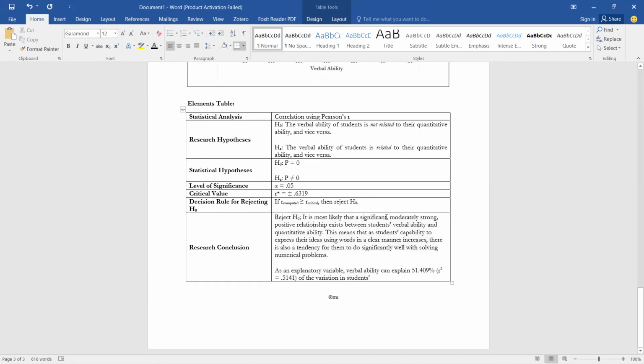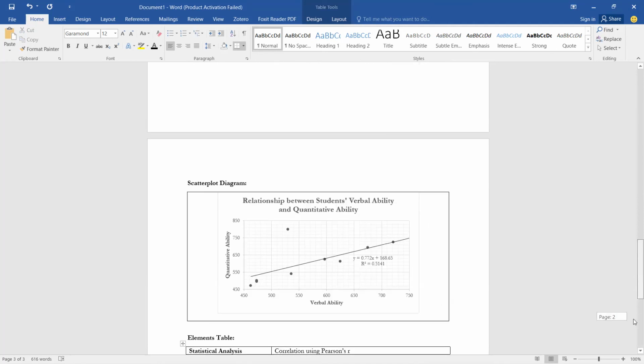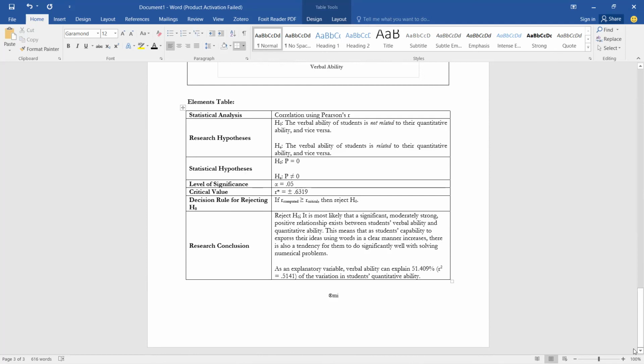It is most likely that a significant, moderately strong positive relationship exists between students' verbal ability and quantitative ability. This means that as the students' capability to express their ideas using words in a clear manner increases, there is also a tendency for them to do significantly well with solving numerical problems. As an explanatory variable, verbal ability can explain 51.409% of the variation in students' quantitative ability. Now you can also interpret the coefficient of non-determination. No, that's also an interesting value to have. That's simply 1 minus r squared.